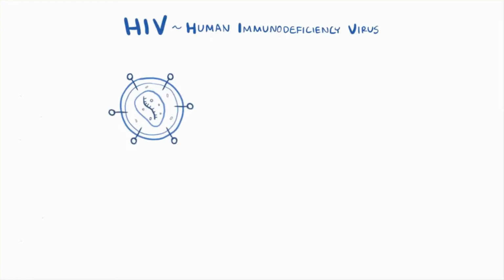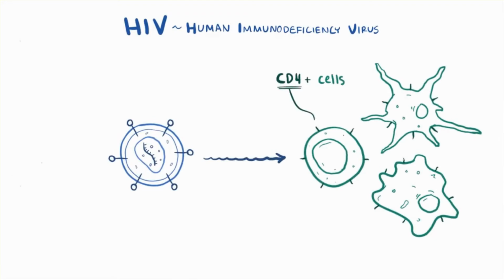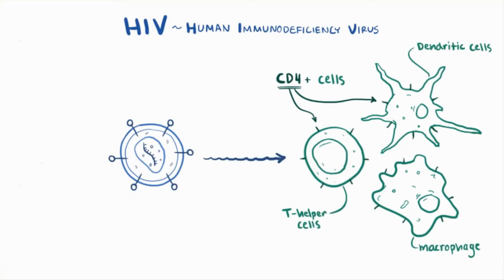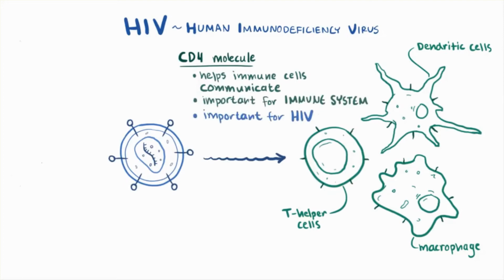I understand that was a lot of information. So here's a video to go through it again. HIV targets CD4 plus cells, meaning cells that have this specific molecule called CD4 on their membrane. Macrophages, T helper cells, and dendritic cells are all involved in the immune response and all have CD4 molecules. Therefore, they can be targeted by HIV. The CD4 molecule helps these cells attach to and communicate with other immune cells, which is particularly important when the cells are launching attacks against foreign pathogens. So this little molecule is pretty important for our immune system, but it's also extremely important for HIV.